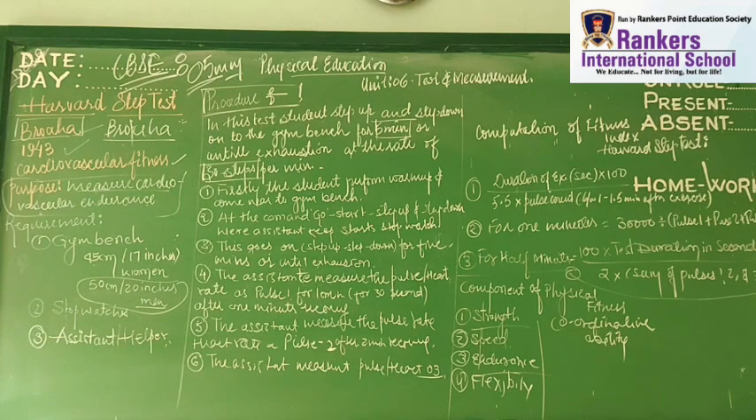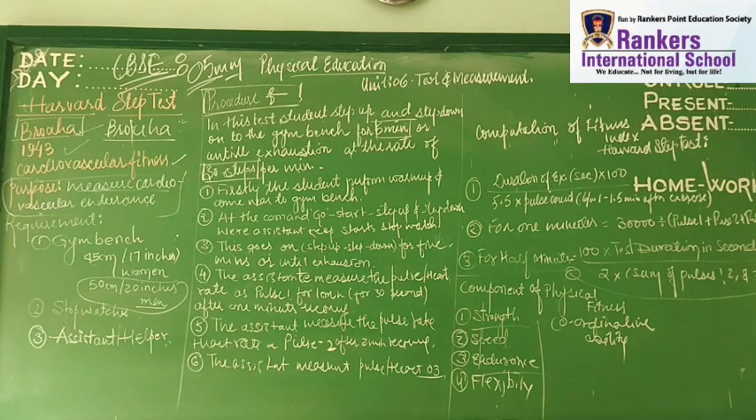Here we need to understand that this step test, the Harvard step test, given by Brouha in 1943, measures cardiovascular endurance. It requires a gym bench, a stopwatch and an assistant. How to perform this: as we had started, the student will have to do a step up and step down.